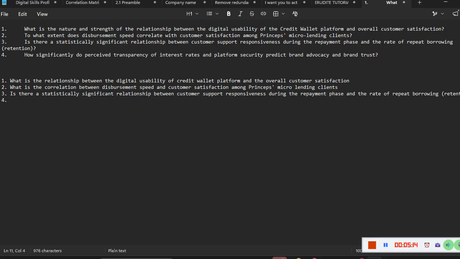Number four. So, what is the influence of perceived transparency of interest rates and platform security on brand advocacy and brand trust? Let me just put it out.